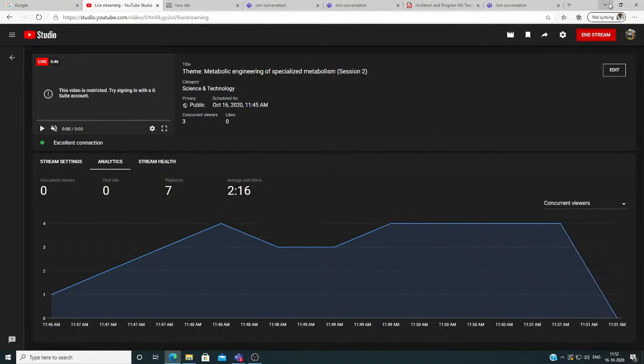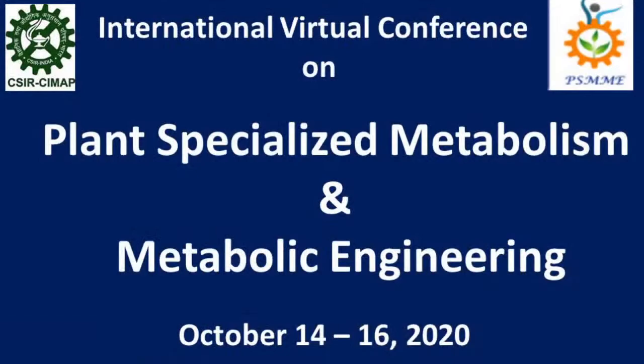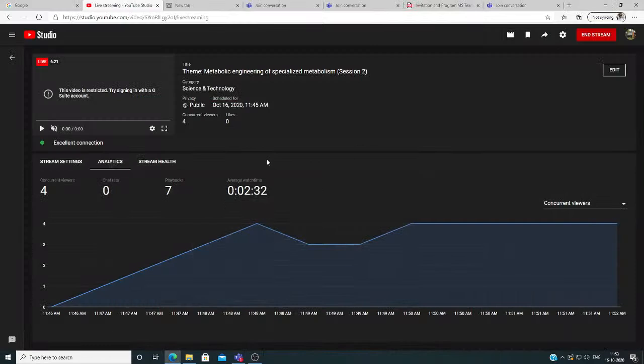And in this session, we have five speakers: Professor Claudia Vickers from Australia, myself, and then Ms. Nivedita, Mr. Dhanush, and Ms. Neha. This is the second session about metabolic engineering of plant specialized metabolism. Now I will request Professor Claudia Vickers, who is from the Commonwealth Scientific and Industrial Research Organisation in Australia, and holds a joint position as director of the Future Science Platform.